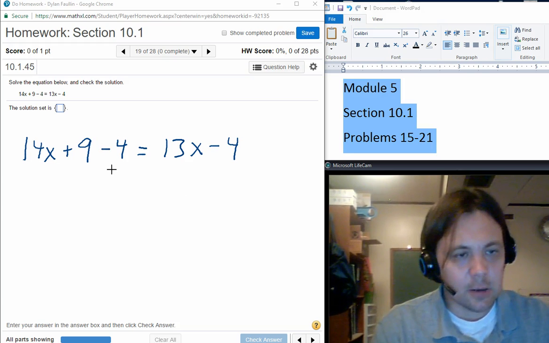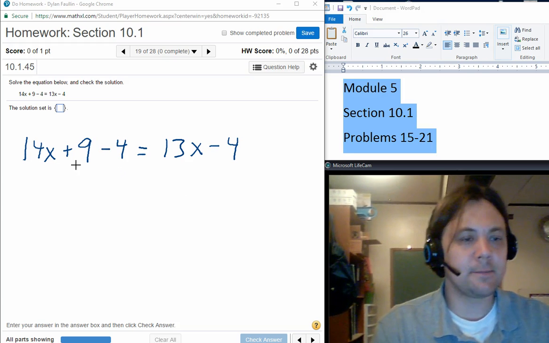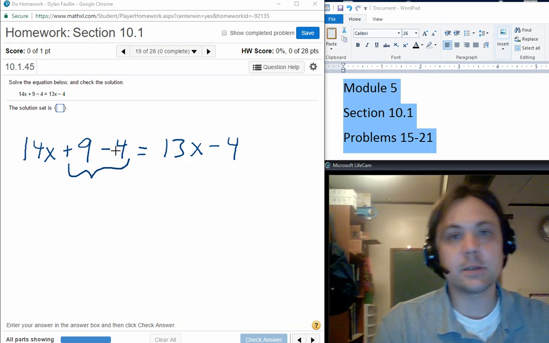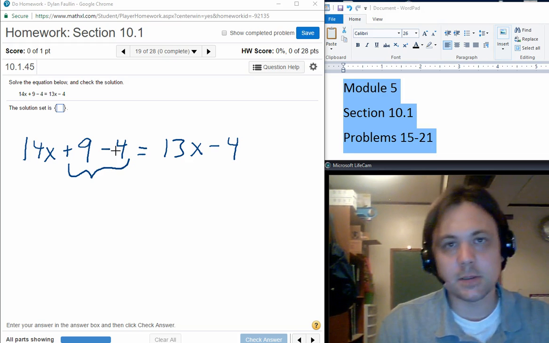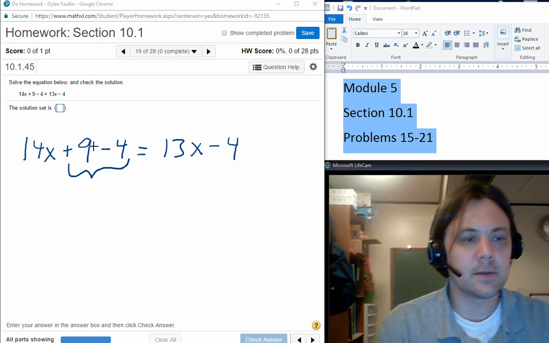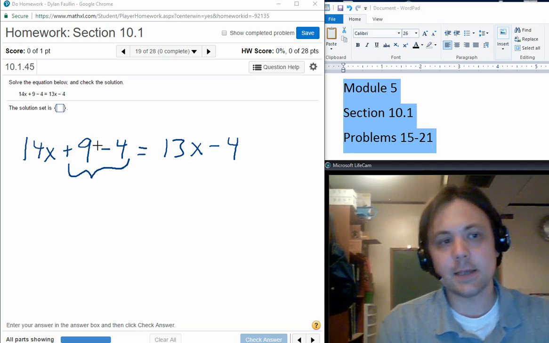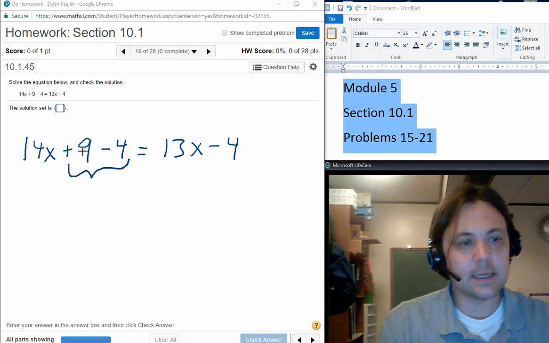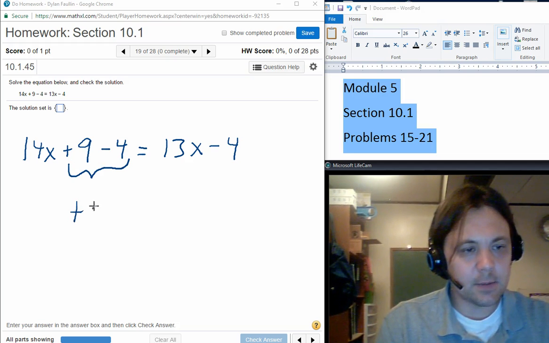The extra term being thrown in here on the left-hand side is very quickly dealt with by just combining like terms before you start moving things from one side of the equation to the other. So before I start subtracting from both sides of the equation or adding to both sides of the equation, you want to have everything as cleaned up as possible. So this positive 9 and minus 4 can be combined together. 9 minus 4 is going to be positive 5. And then I'll just copy the 14x down.